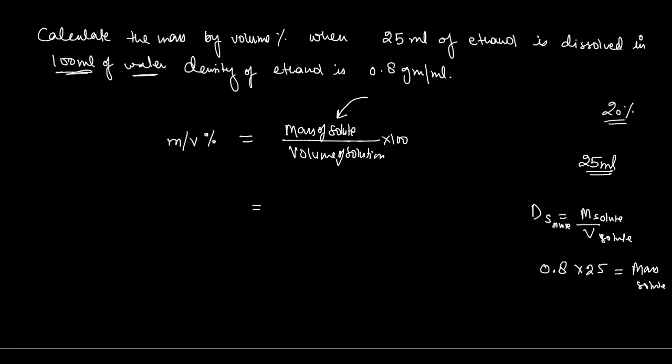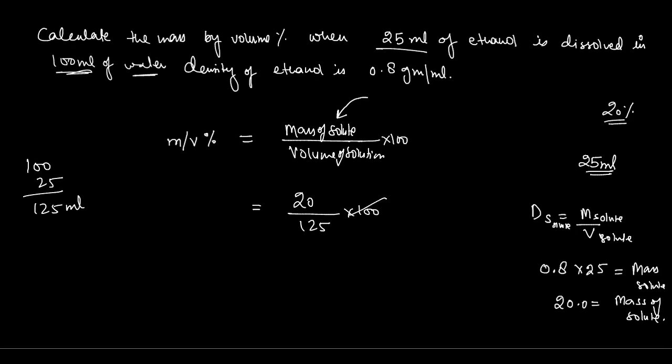So when you multiply 25 with 0.8, you will get 20.0. So here the mass of solute is actually 20 grams. Now you need to put the value of the volume of solution. But it is given that only 100 ml of water is given to you, not the volume of solution. So the total volume of the solution will be 25 ml plus 100 ml, which gives you 125 ml. So you have to put here 125 ml into 100. When you cut it, 25 fours are, 25 fives are, then 5 ones are, 5 fives are. So that will be 20%.